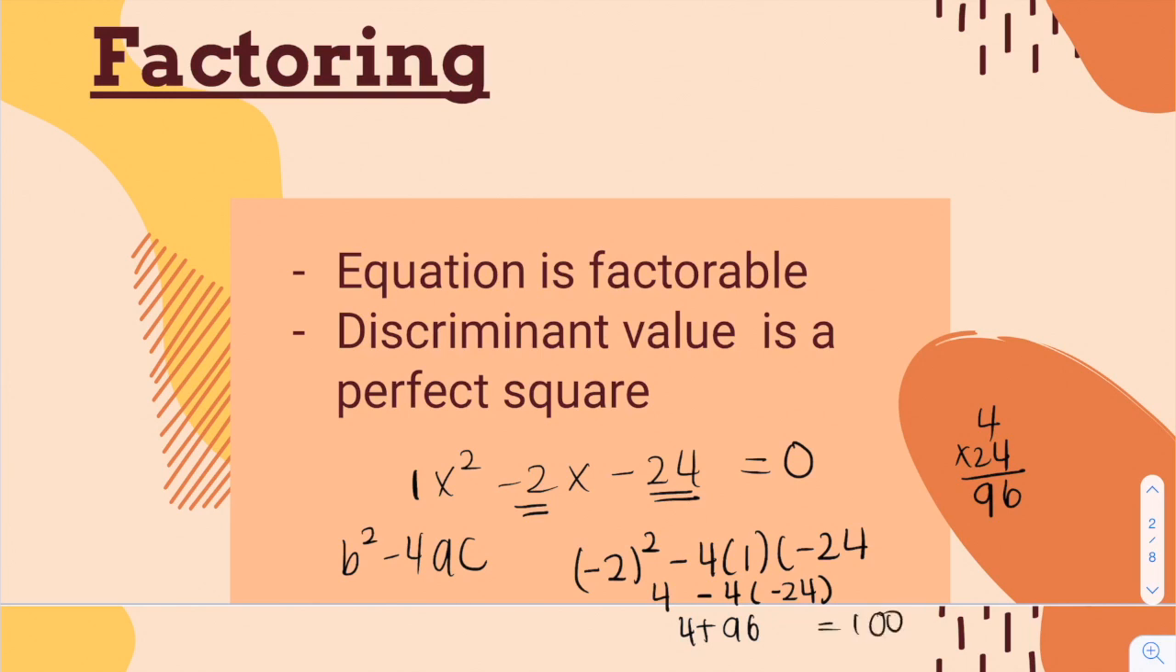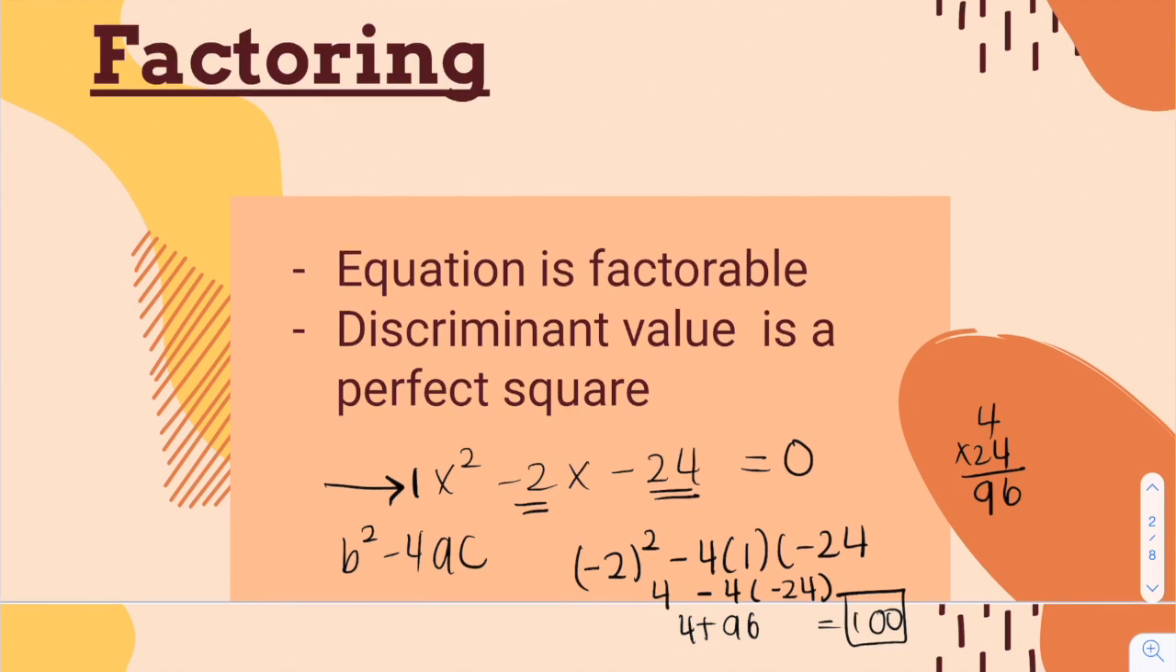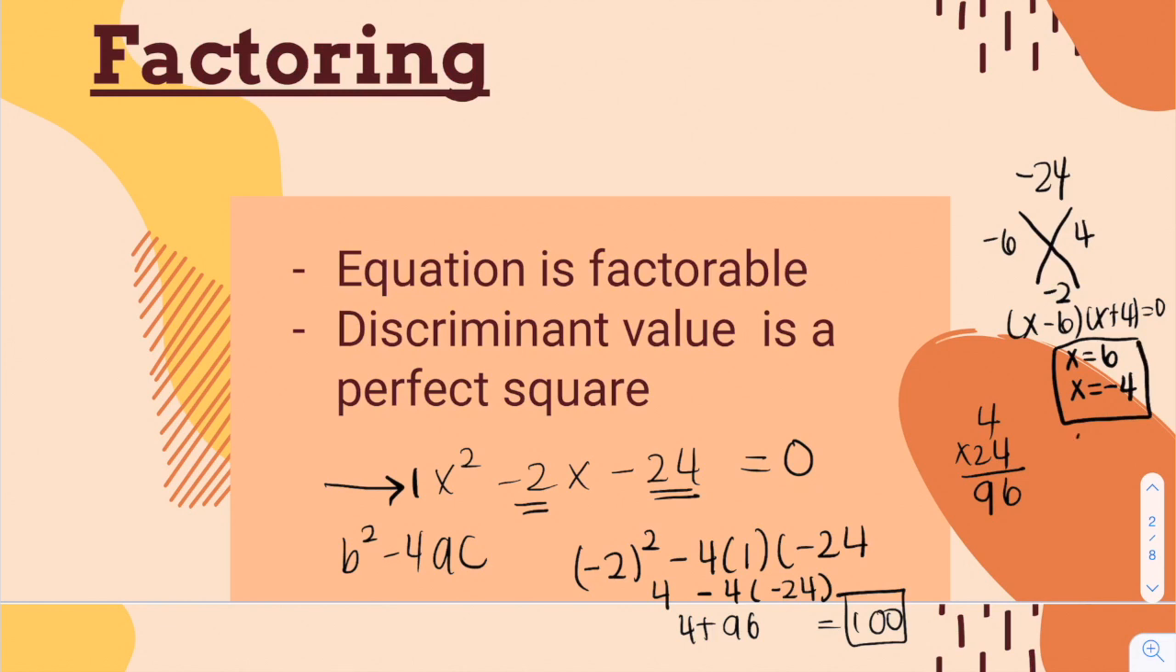Since 100 is a perfect square, we know with this problem it's easier to factor, and if we factor x squared minus 2x minus 24, we know that a times c is negative 24, b is negative 2, it is negative 6 and positive 4, and it'll be x minus 6, x plus 4 equals 0. So using the discriminant can help guide you to solving an equation. And here with this example, we know x can equal 6 and negative 4.